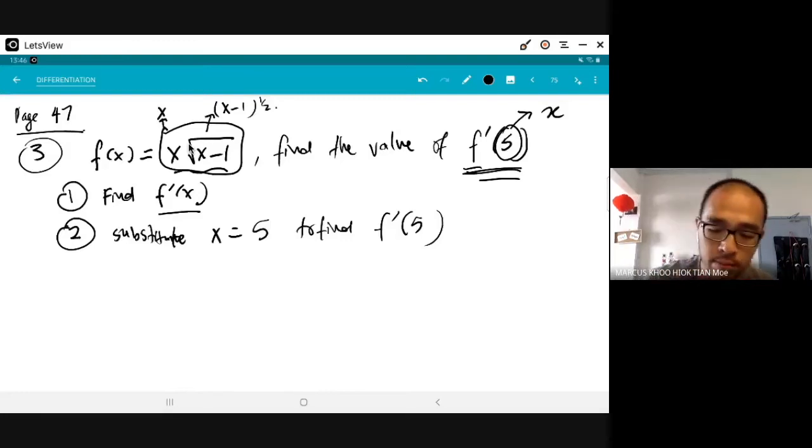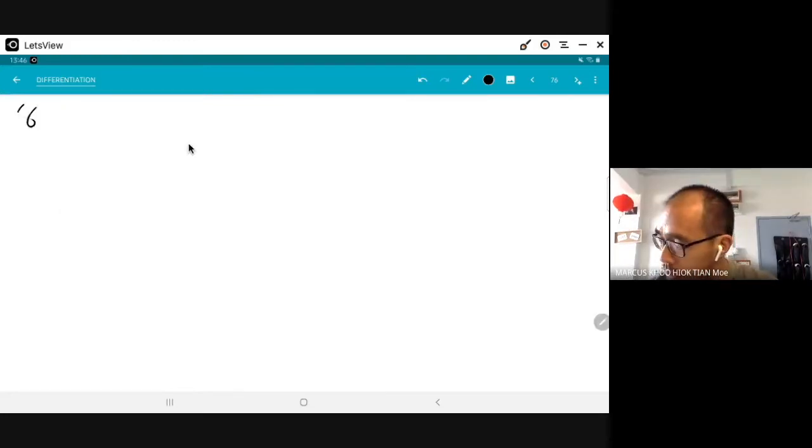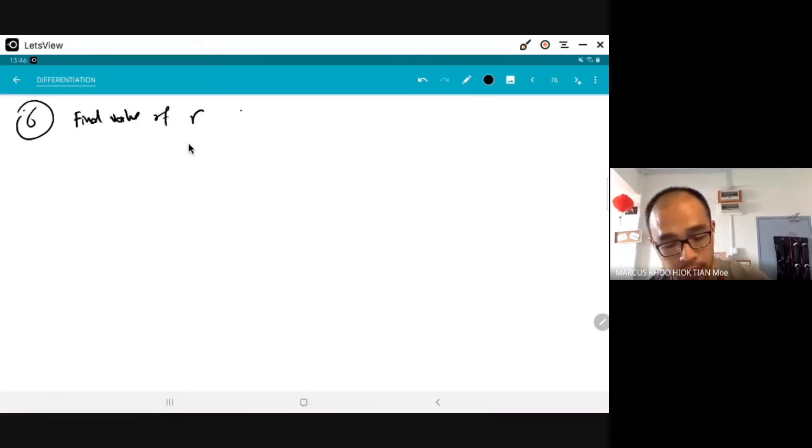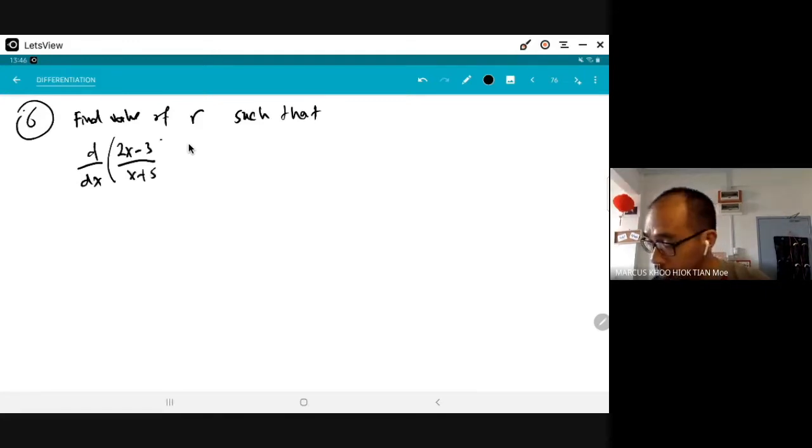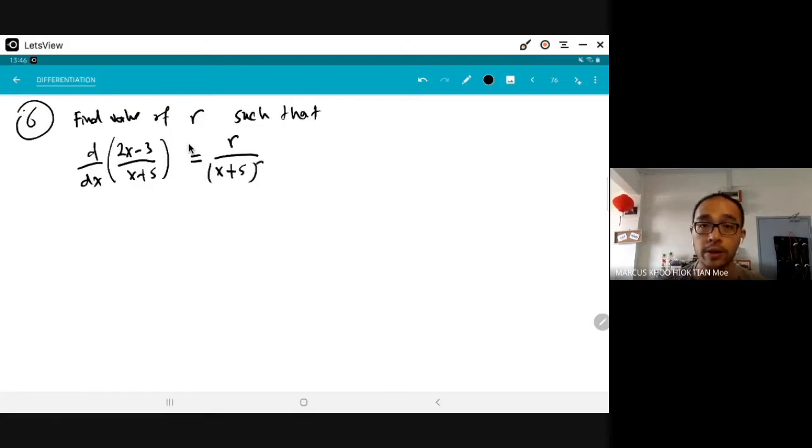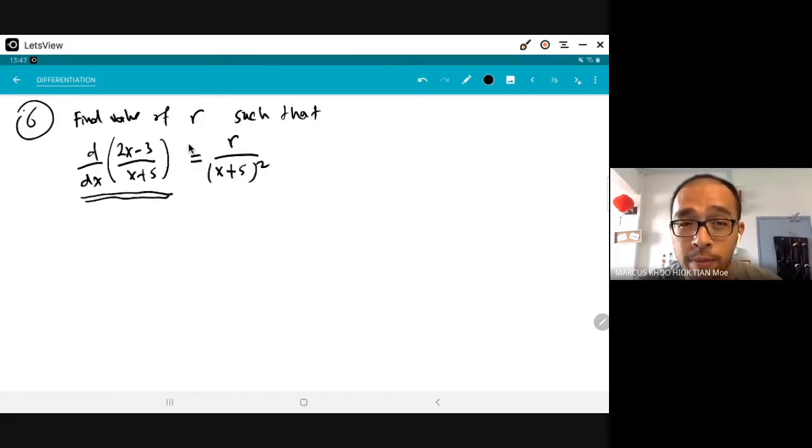Okay, question number 6. Question number 6 yang saya mau tegaskan sikit. So dia cakap find the value of r such that d dx of 2x minus 3 over x plus 5 equals to r over x plus 5 squared. I want to talk about this question because this one is quite familiar. Dia nampak macam familiar tetapi dia macam weird sikit.